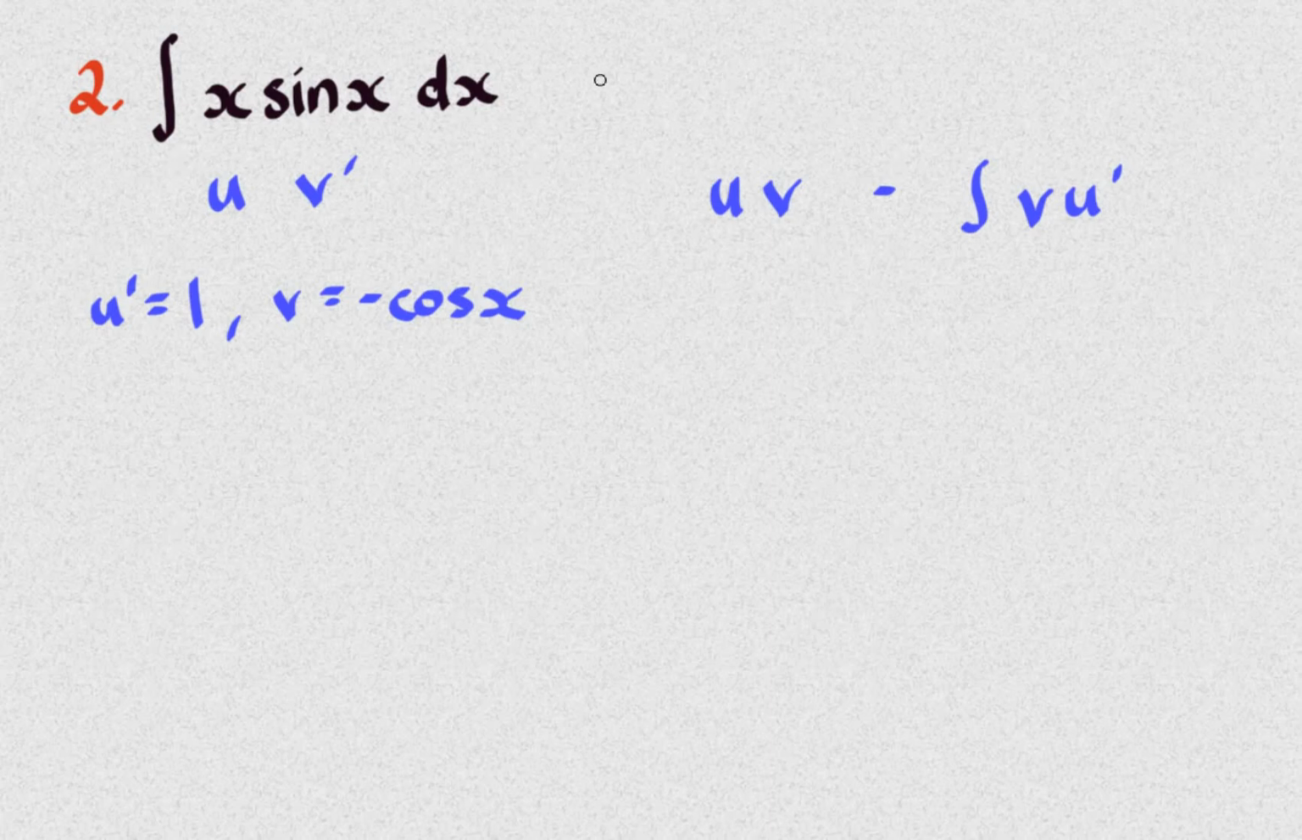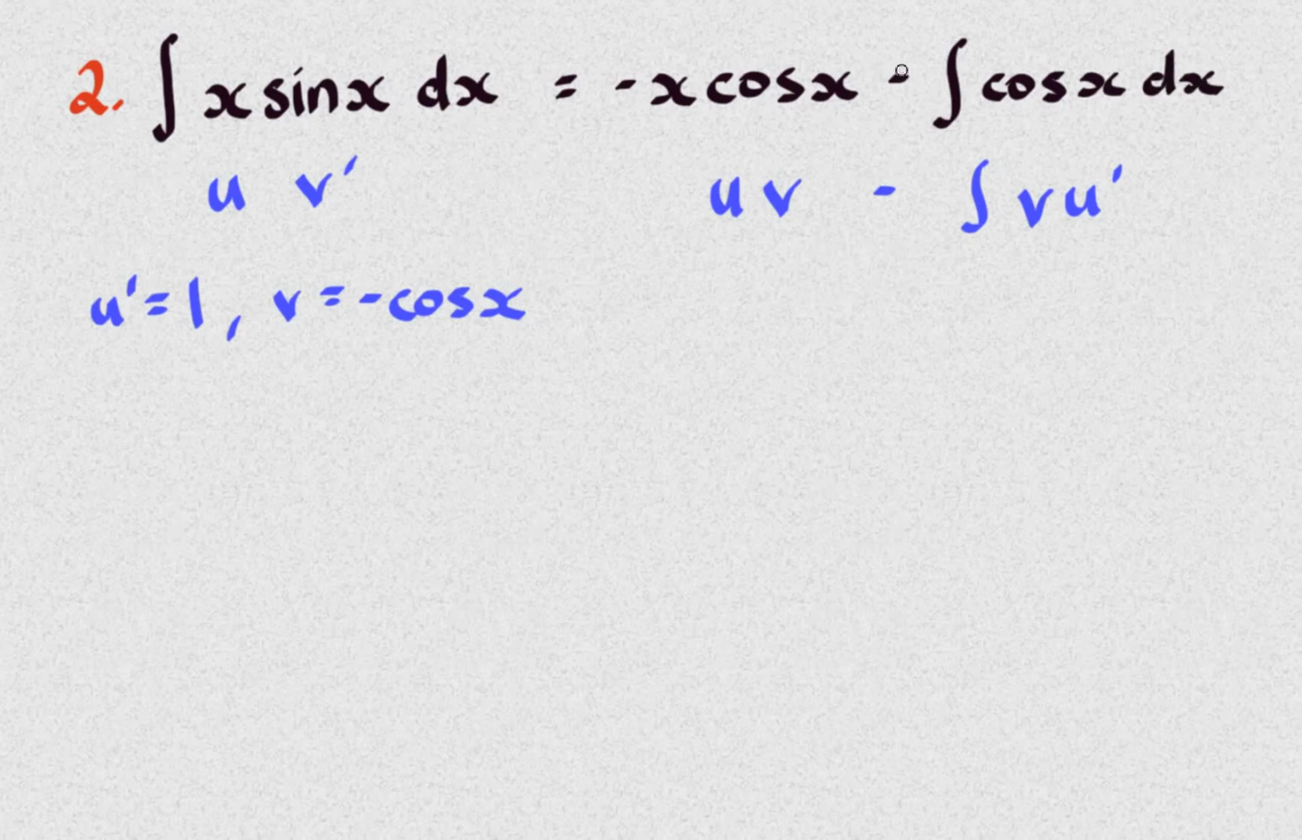Let's go ahead and plug them in. So uv is x times negative cos x. I'll just put the minus out the front. And then we need to take away the integral of vu dash. So that is negative cos x times 1, or just negative cos x. So if we take the negative out the front of our integral, then that combines with this negative to form a positive.